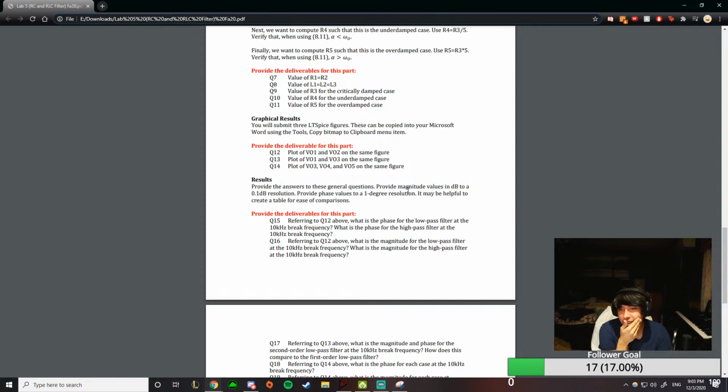Okay, provide the answer to these general questions. Provide dB values to 2 decimal places, provide phase values to 1 degree, but it may help to create a table for ease of comparisons.